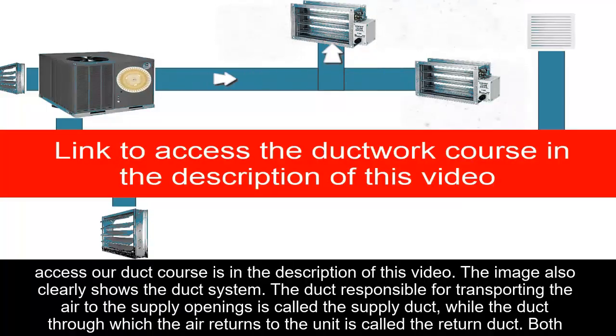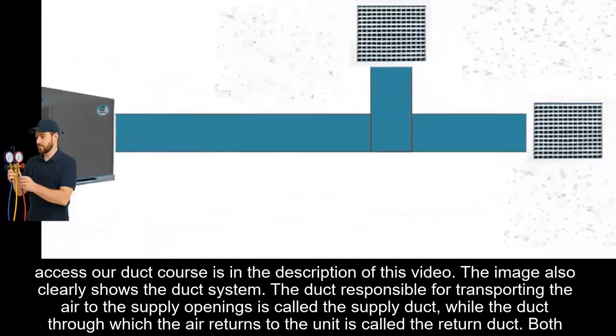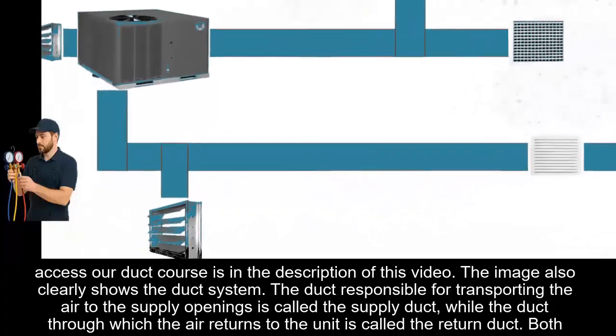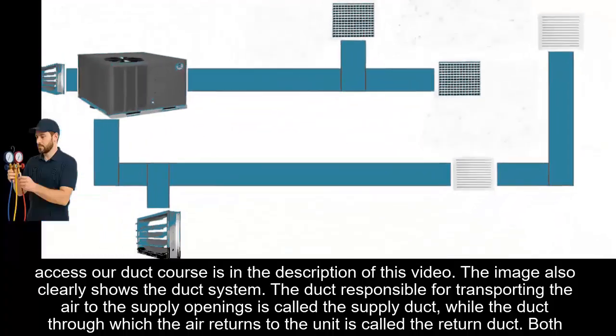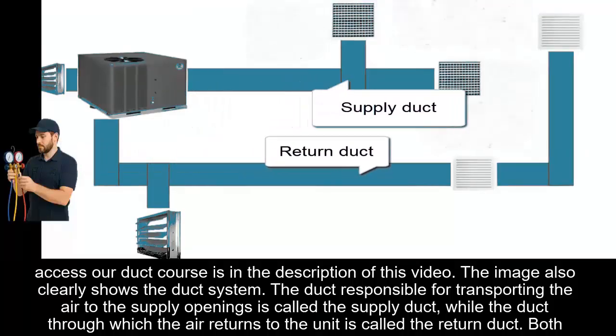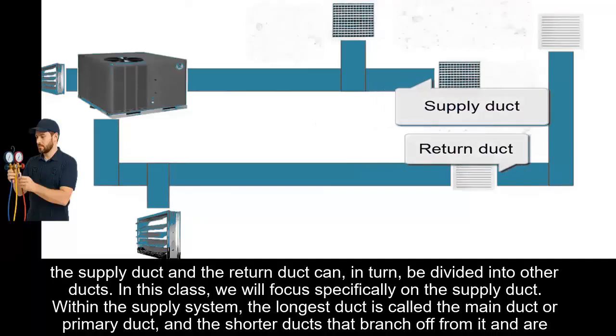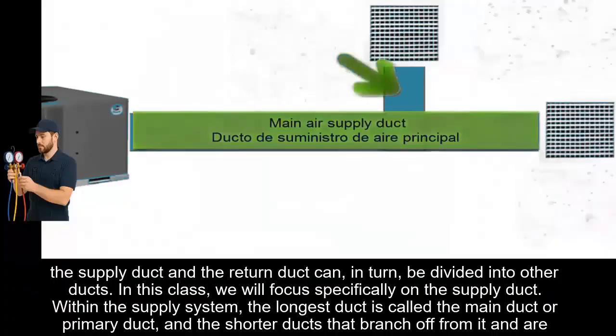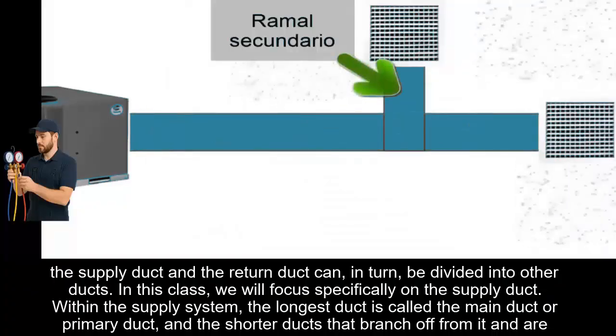The image also clearly shows the duct system. The duct responsible for transporting the air to the supply openings is called the supply duct, while the duct through which the air returns to the unit is called the return duct. Both the supply duct and the return duct can, in turn, be divided into other ducts. In this class, we will focus specifically on the supply duct.